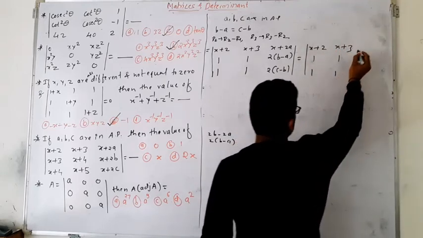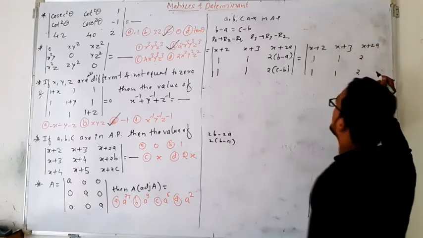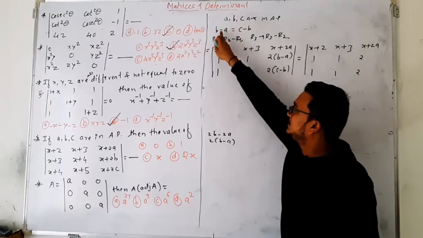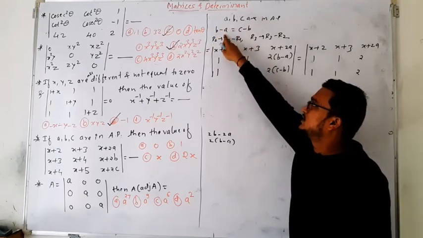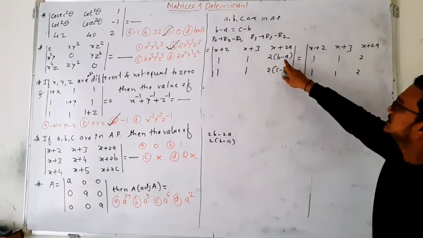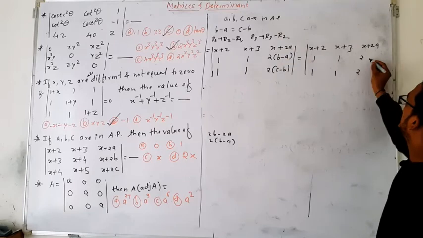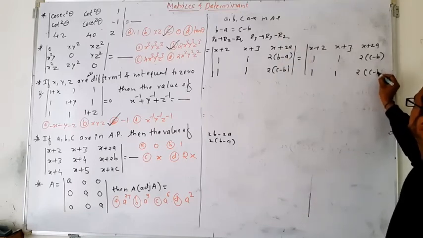Now this is x plus 2, 1, 1; x plus 3, 1, 1; x plus 2a, 2, 2. Now as per the AP given, B minus A is equal to C minus B, which means you can replace this term by this or this term by this. So I will replace B minus A with C minus B, and the third will be as it is.